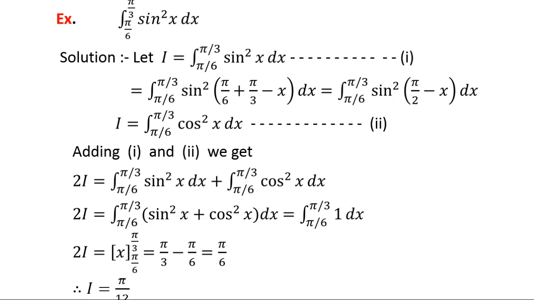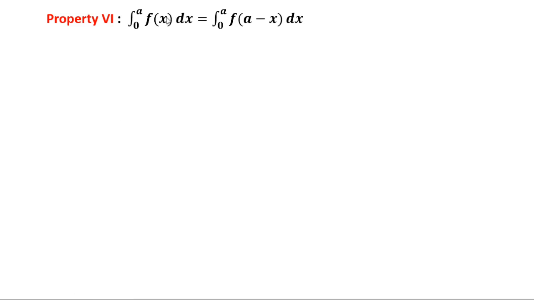हे पर्टिक्युलर टाईपच्या प्रॉब्लेम करता आपण ह्या प्रॉपर्टीज वापरू शकतो. आणखी काय प्रॉपर्टीज आहेत त्या पण प्रॉपर्टीज आपण पाहणार आहोत. त्याच्यावरचे एक्झाम्पल आपण करूयात. 6th प्रॉपर्टी आहे इंटिग्रेशन ऑफ f of x limits from 0 to a. We can read it as integration from 0 to a of f of x. Integration from 0 to a of f of x dx is equal to integration from 0 to a f of a minus x dx. म्हणजे मागचीच प्रॉपर्टी आहे ही.